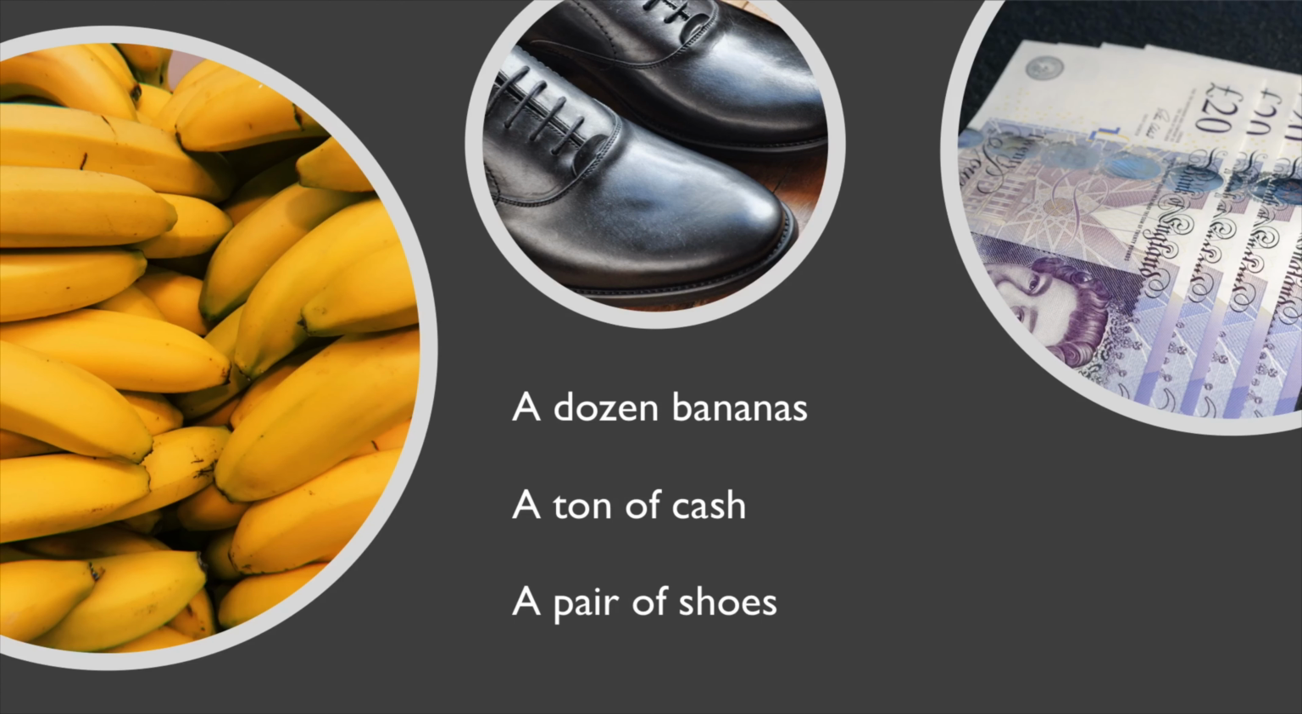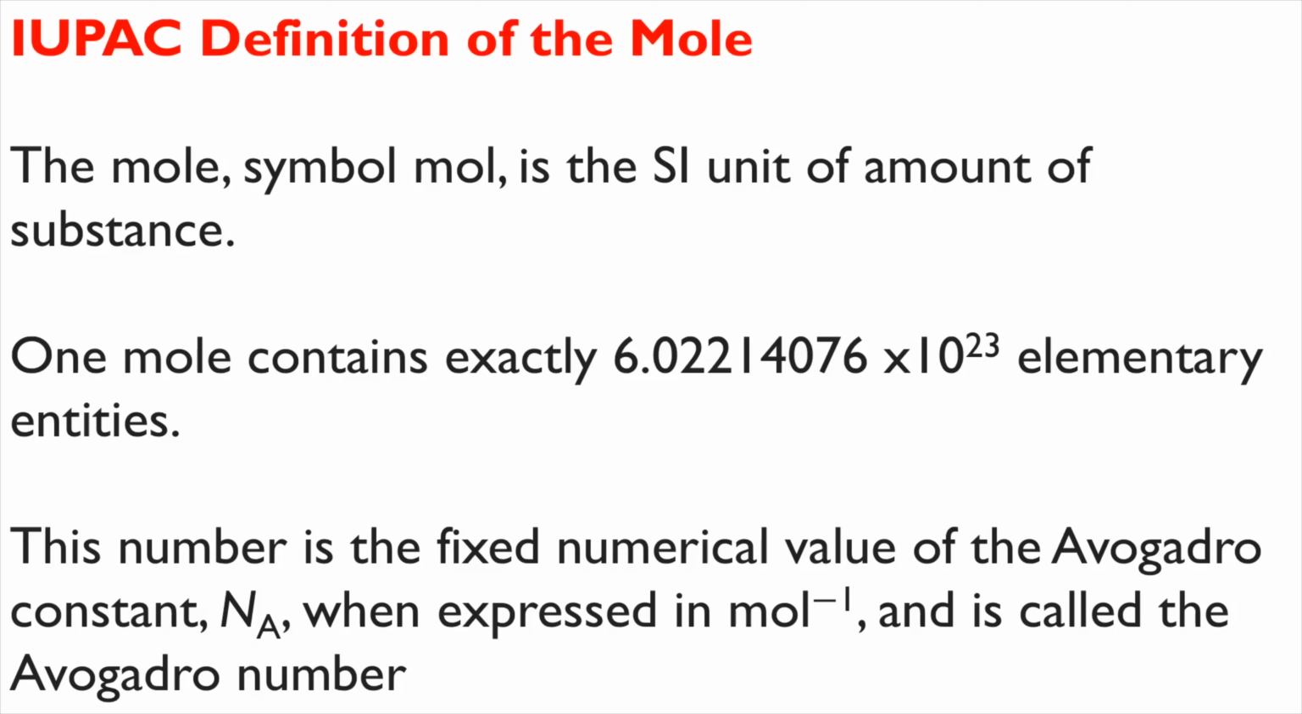So we often use words to describe numbers. We might say we have a dozen bananas or a dozen eggs or a dozen apples. We just mean 12. We might have a pair of shoes, we mean 2. We might have a ton of cash, it means 100. These are just words that we use to represent number. So to a chemist, a mole is just a number. It's just a quantity of stuff that you have. So if I've got a mole of something, that means I've got a certain number of particles. It's an amount, it's a quantity.